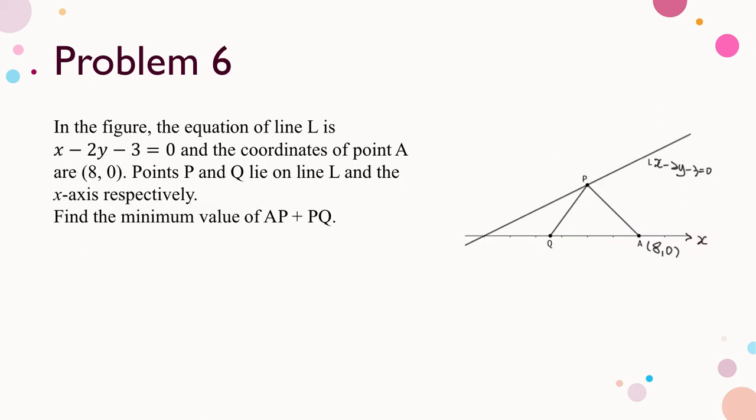This is a problem on coordinate geometry. Given the coordinates of point A and the equation of line L, P and Q are points on L and x-axis respectively. Find the minimum value of AP plus PQ. Pause and see if you can apply your understanding of minimum distance to find the answer.